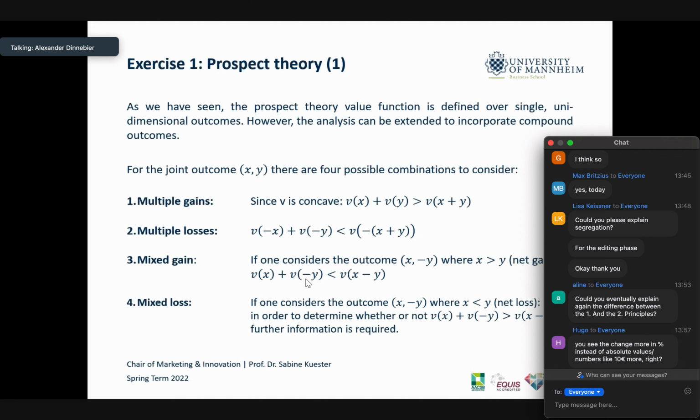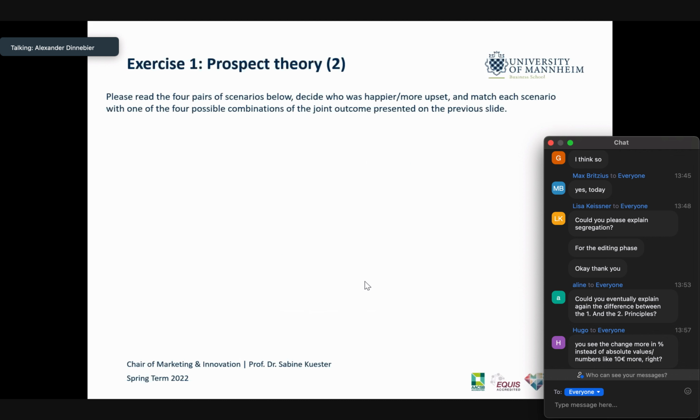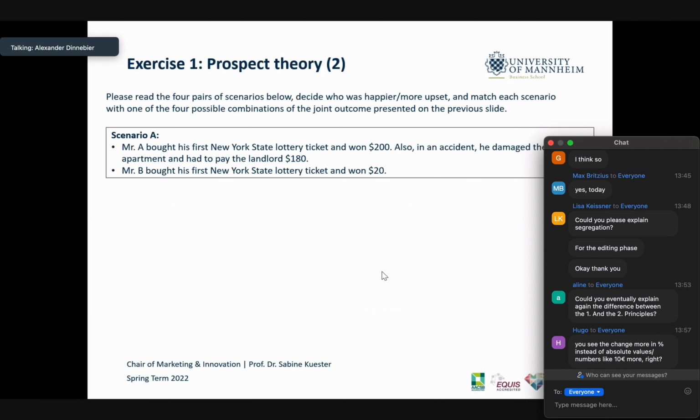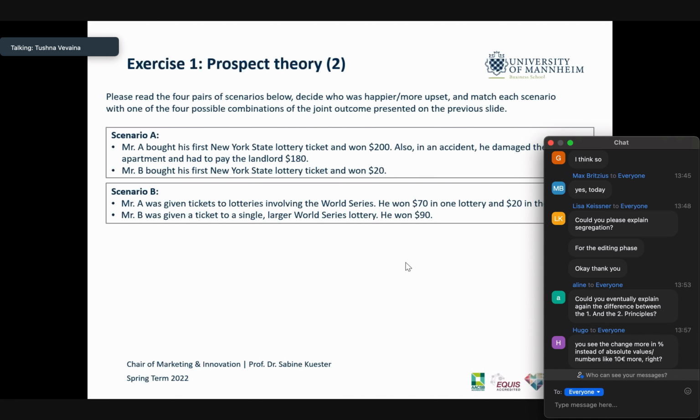Yes, but that's just Mr. A, not the whole scenario. But Mr. A himself has mixed gains. Mr. B just has gains, and mixed gains and gains should be multiple gains, right? Exactly. So we're looking at Mr. A, for example, in this part and comparing the value of the two of them. So value of X plus Y versus value of X versus value of Y.